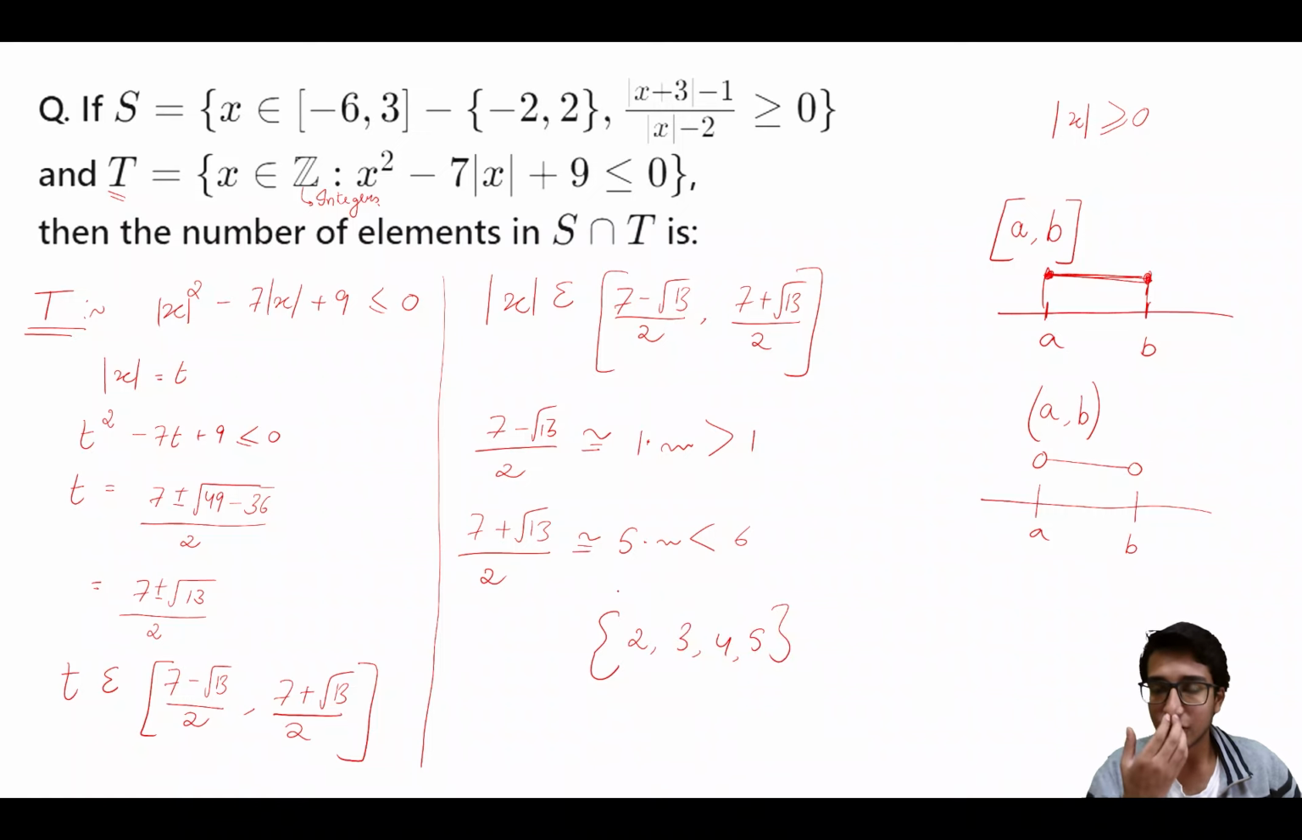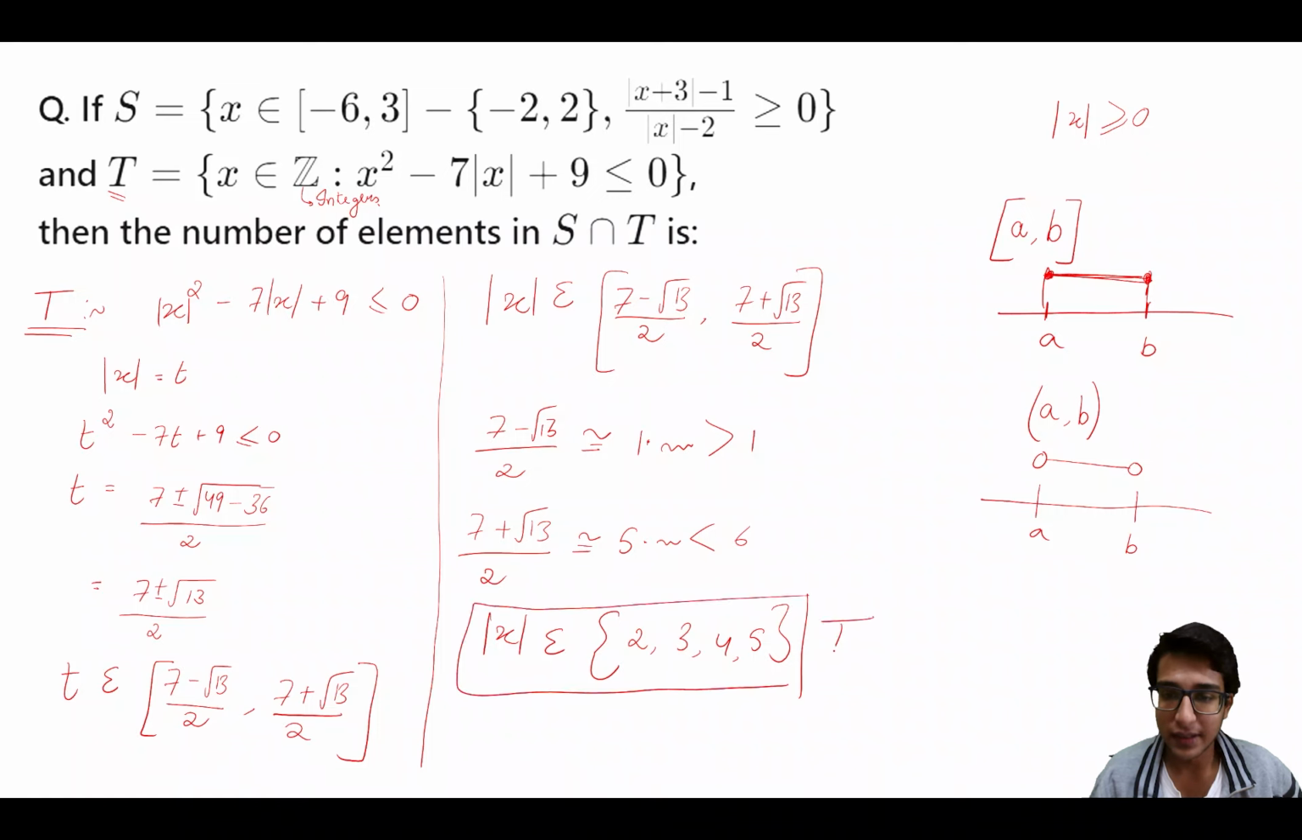6 and 1 are not included because the value is going to be greater than 1 point something and it is going to be less than 5 point something. So from there we get this set. So my modulus x basically belongs to this. This is my t set. So I've gotten my t set now.